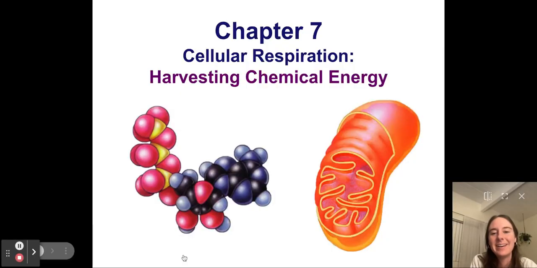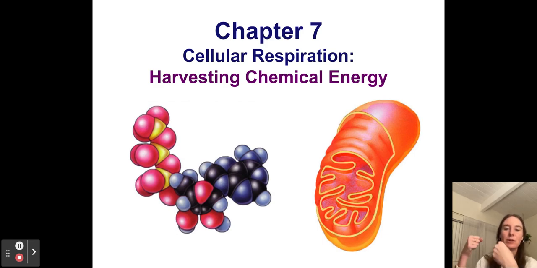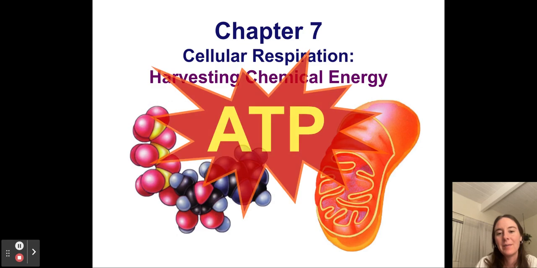All right, so what is cellular respiration? Cellular respiration is the harvesting of chemical energy. So if you were to take a molecule, it is made up of atoms that are bonded together, and those bonds, those covalent bonds, are the sharing of electrons. If you were to break those bonds, you're going to be able to harvest, you're going to be able to use that energy. That's called chemical energy. And that chemical energy essentially is going to get stored in a molecule of ATP.